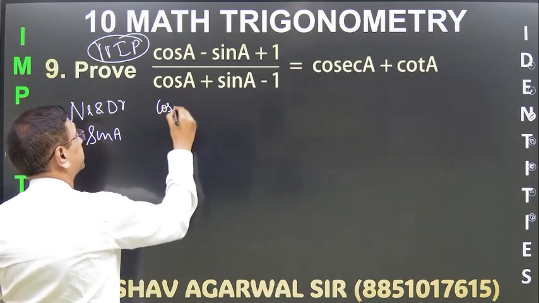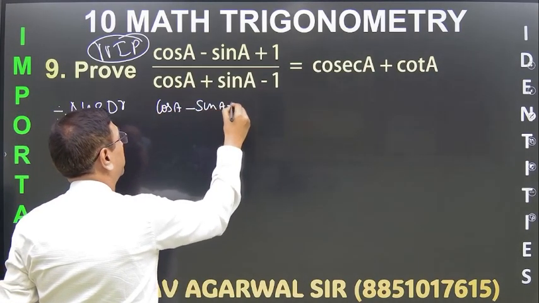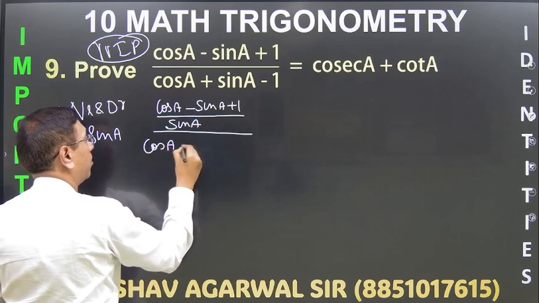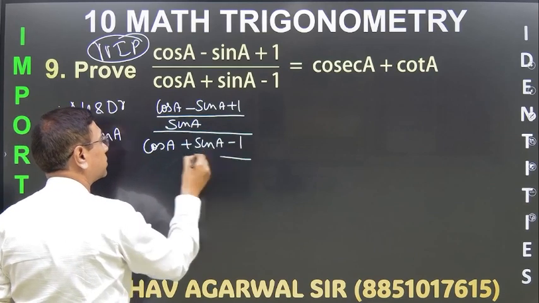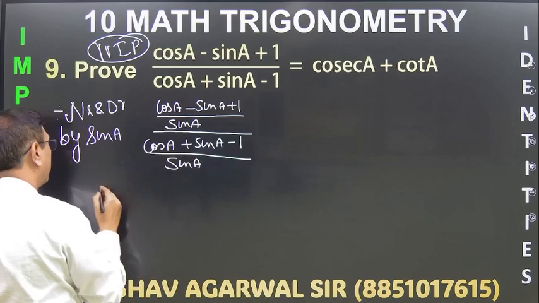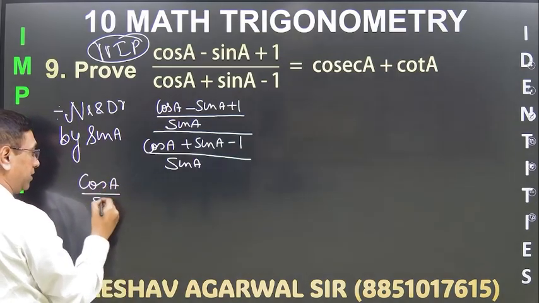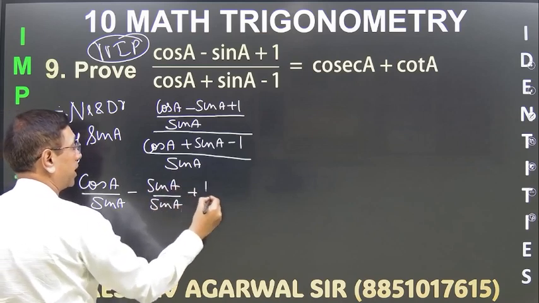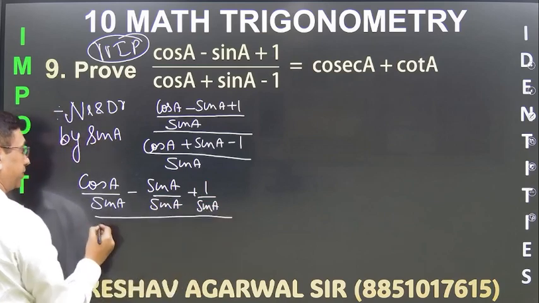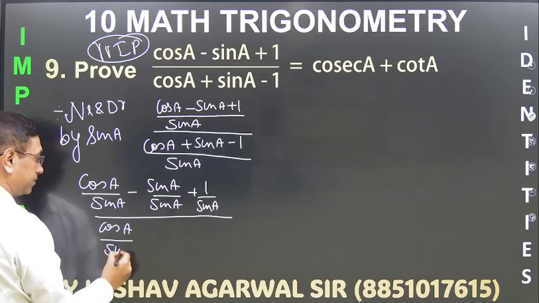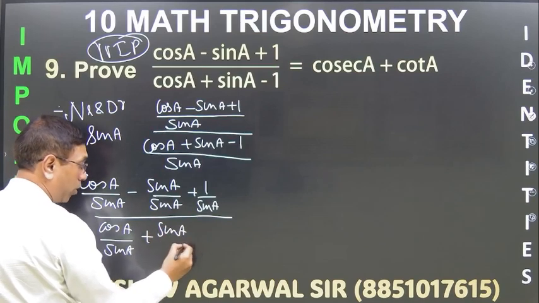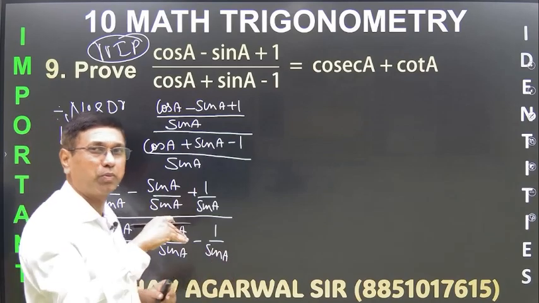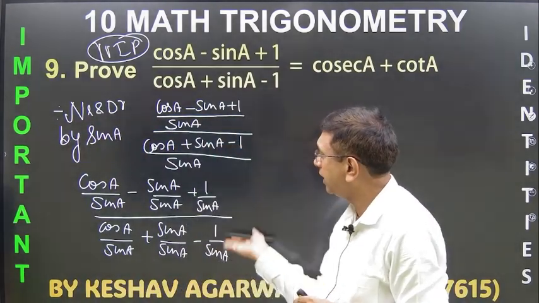So cos A minus sin A plus 1 upon sin A, cos A plus sin A minus 1 upon sin A, do that. So what are we going to get? Cos A upon sin A minus sin A upon sin A plus 1 by sin A, cos A by sin A plus sin A upon sin A and minus 1 by sin A. So we are doing the reverse process. There we were converting to cos and sin. Here we are dividing and going back.